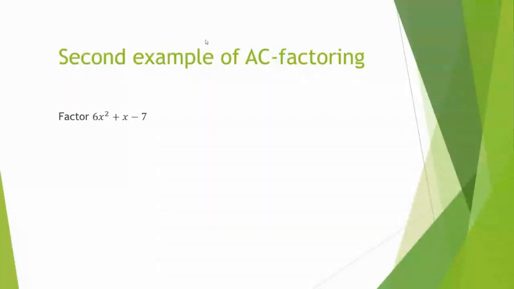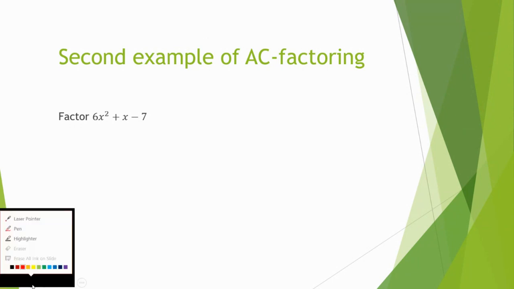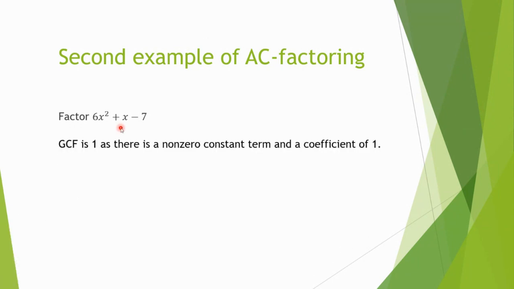Here we go. So this is another example of this AC factoring. We have this thing we want to factor, and really, it's just like before. The GCF is going to be 1. There's a non-zero constant term, so we can't factor out x, so our m is 0. The coefficient is 1, so our GCF is 1.